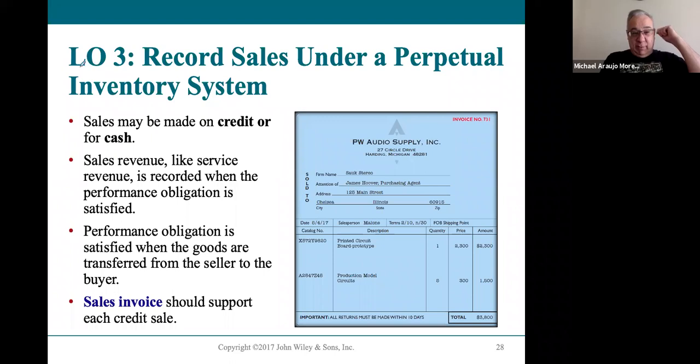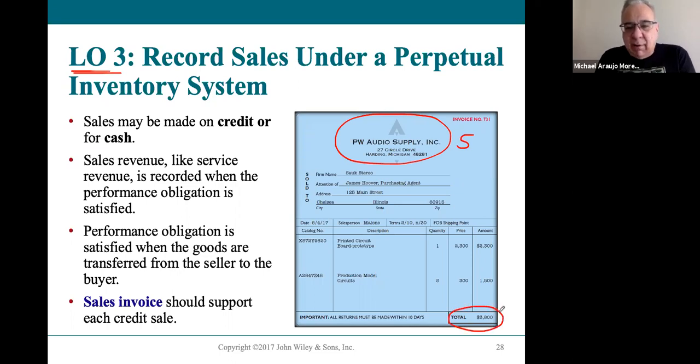So as promised, we are on the other side of the transaction. Learning objective 3 looks at this whole thing from the seller's perspective. We're going to be doing the books for PW Audio. Now remember, what's important is you've made a sale to another company. You sold one of your assets to another business. You sold your inventory. And as inventory gets sold, it becomes expensed as cost of goods sold.